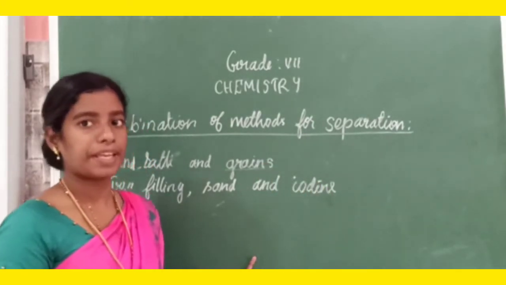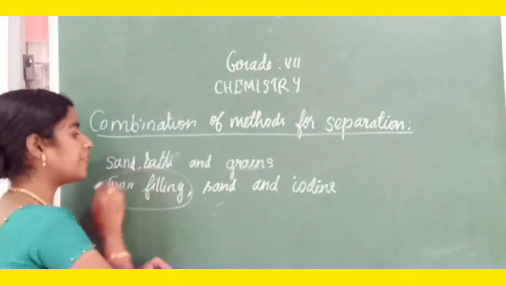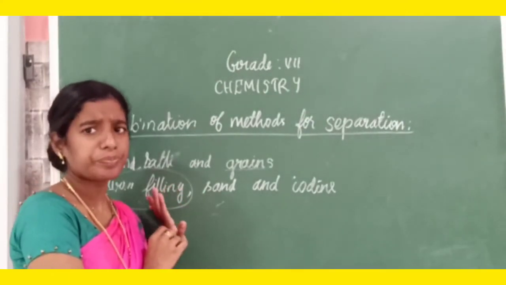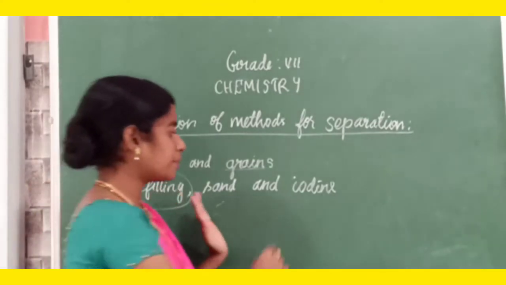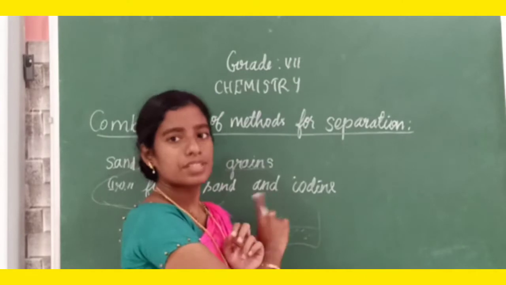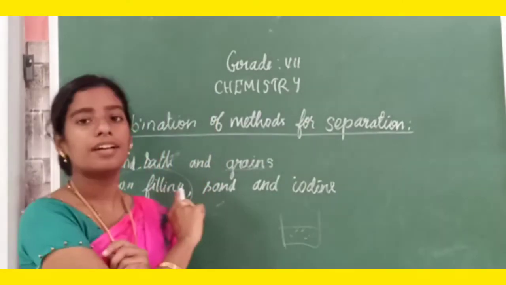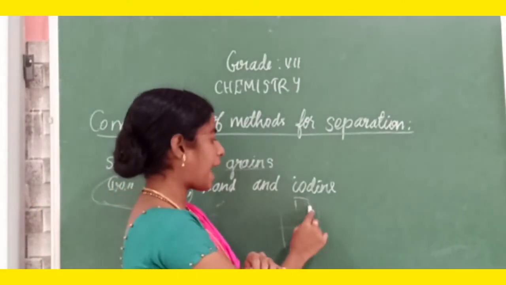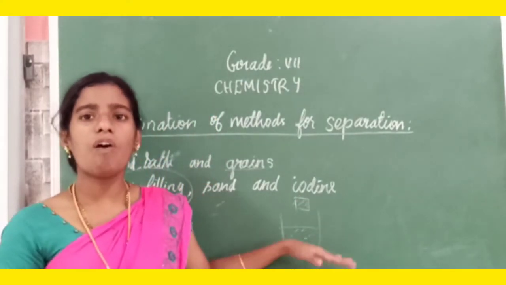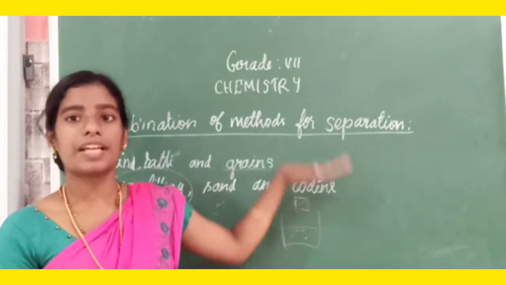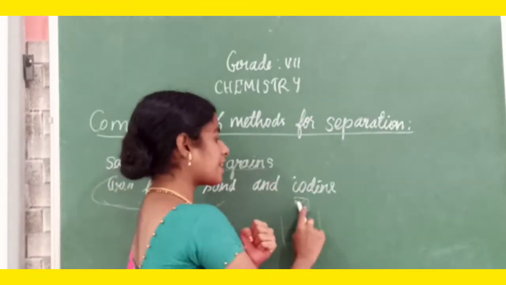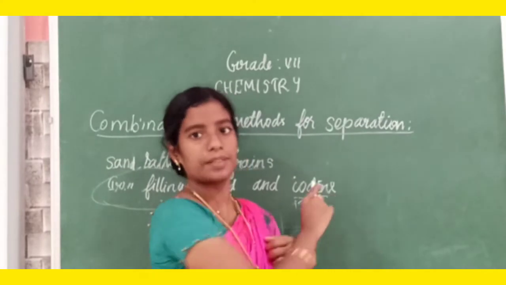First we have to separate the iron fillings using magnetic separation. You have a mixture in this bowl. This is iodine, sand and iron fillings. When you show a magnet here, what happens? All these iron fillings, that is, iron pieces, are attracted by the magnet and get separated.